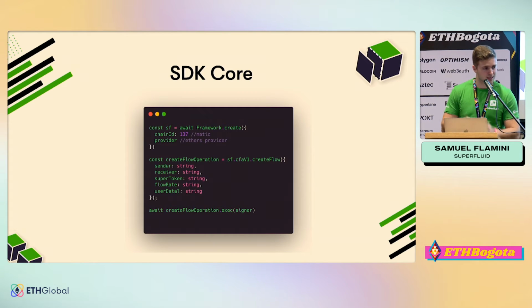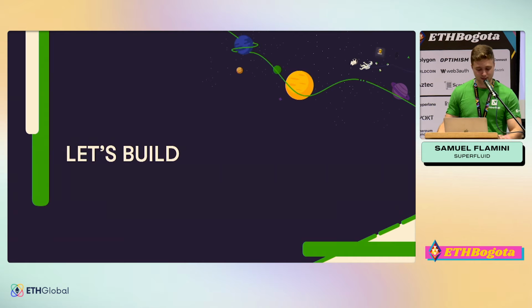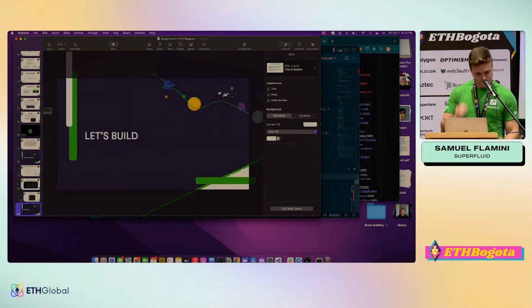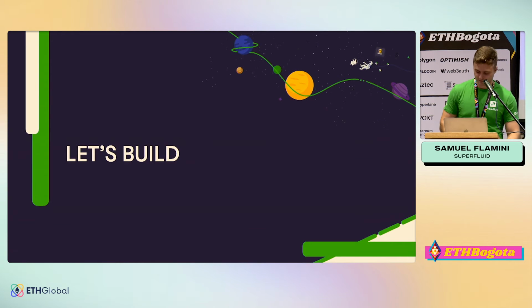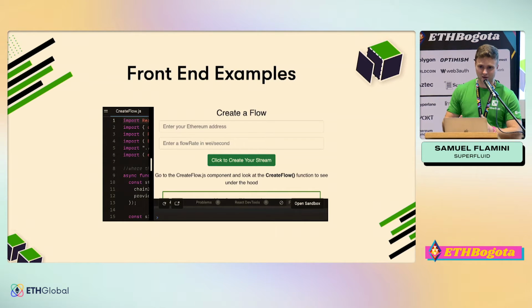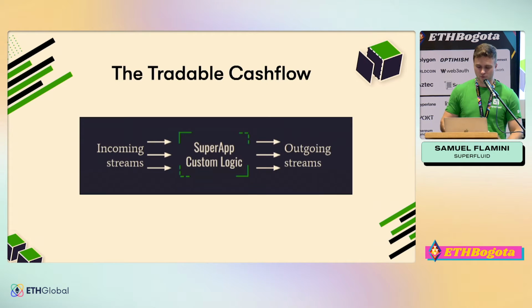So if you like JavaScript, you like TypeScript, you don't know Solidity, the SDK Core is your friend, right? And I'll show you how to use that in just a second. So let's build, okay? Before we click away, I'll go over what we're going to build. The first thing we're going to do is we're just going to interact with some really dead simple front-end examples. So this is for you React fans out there, you TypeScript, JavaScript fans out there. We'll go to our docs. I'll show you where to find these. We'll create flows, update them using JavaScript, all right? From there, we'll actually go through the process of building a super app in a couple of minutes.